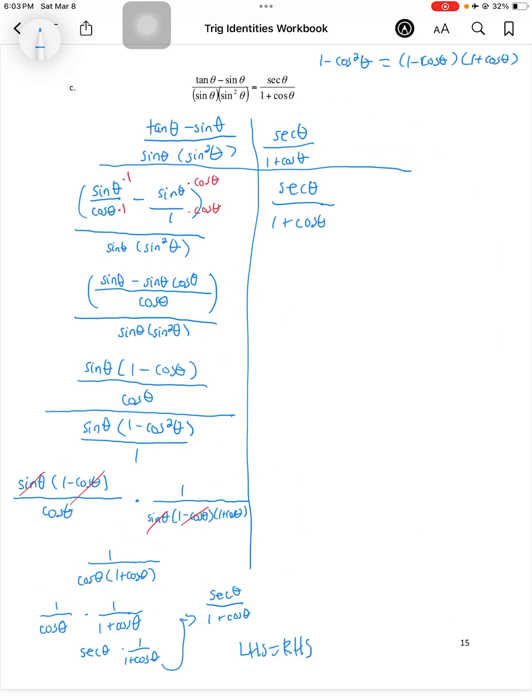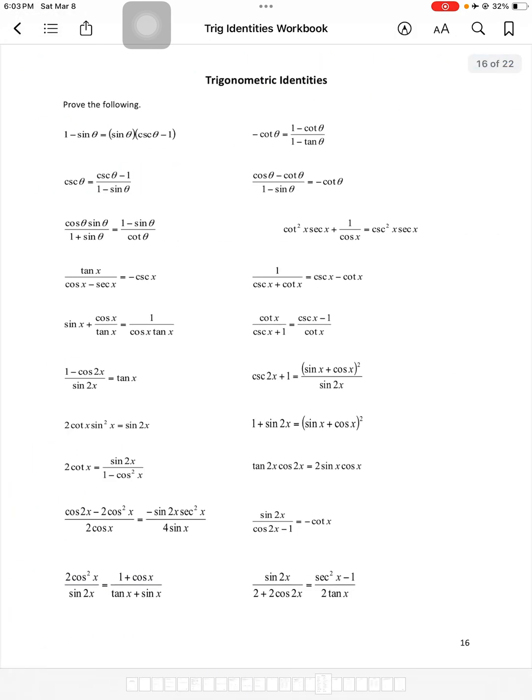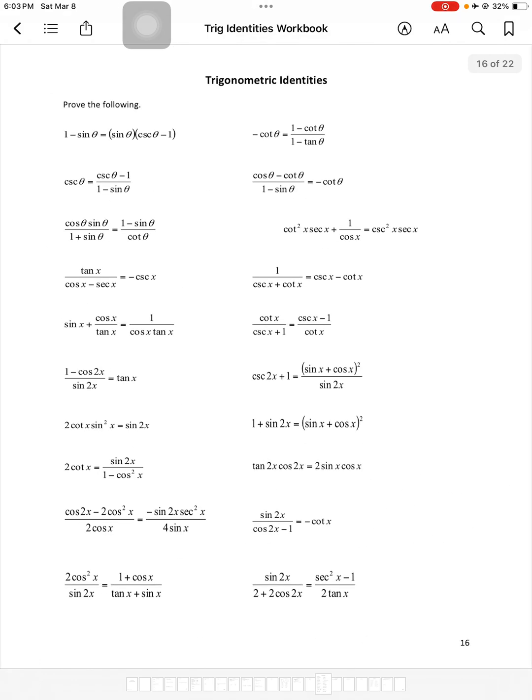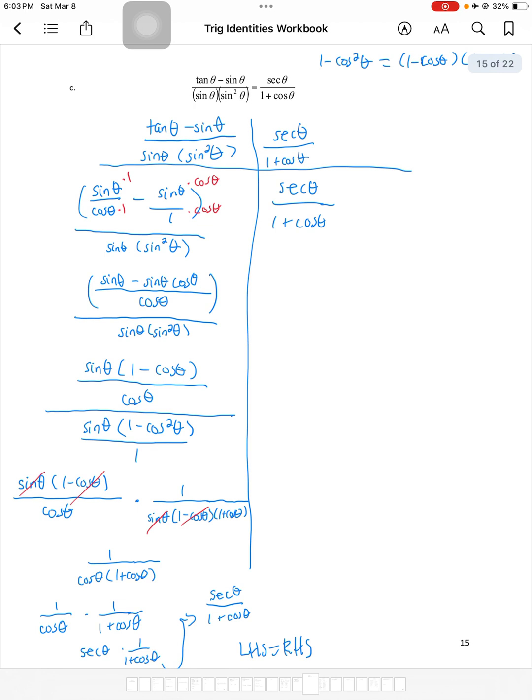And that's it for today's lesson. So your homework is going to be these trigonometric identities. Please do at least half of them. And again, a good indicator for if you're going to be conjugating or not is if you see 1 minus or 1 plus a trig function. That's a good tell.